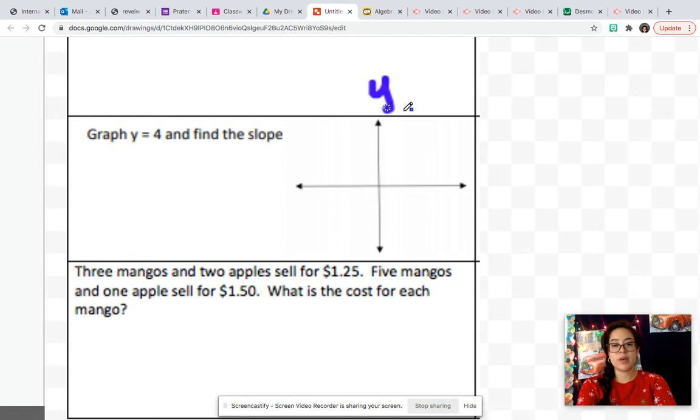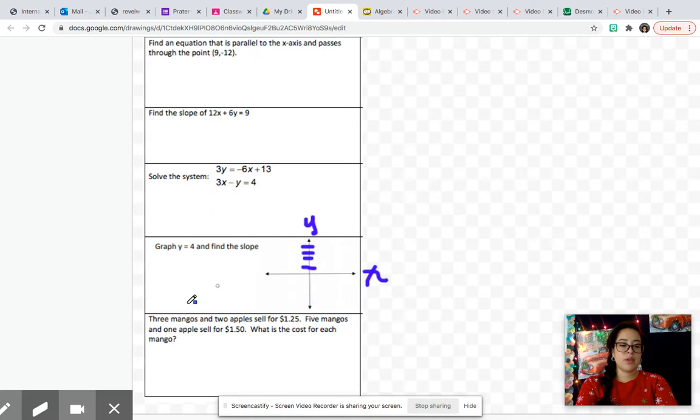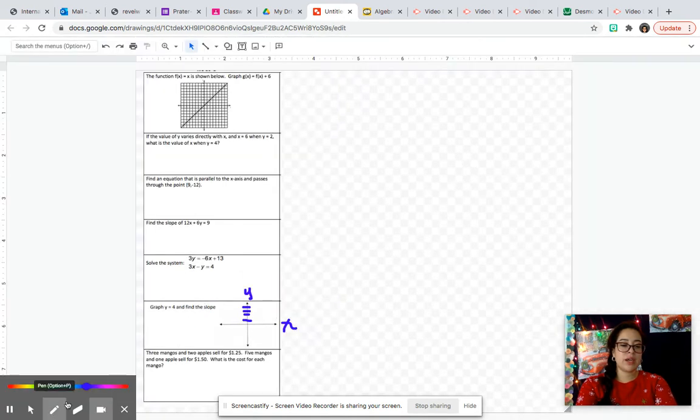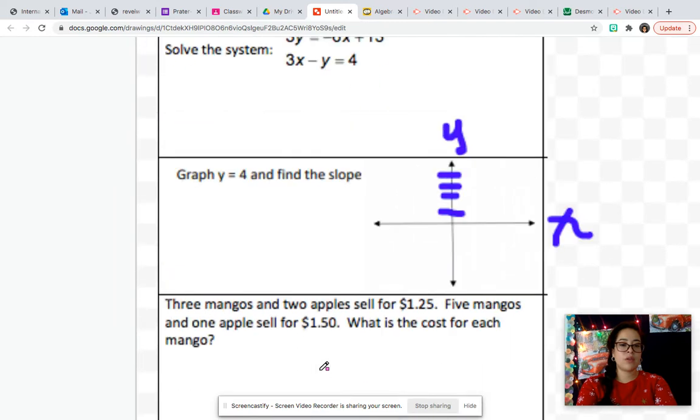So this is my y-axis, this is my x-axis. And let's say this is 1, 2, 3, and 4. I would then have to create a line that crosses through the 4 on the y-axis. So if I were you, I would probably plot that in like this. Use my web paint tool to draw it out, and that's your graph.